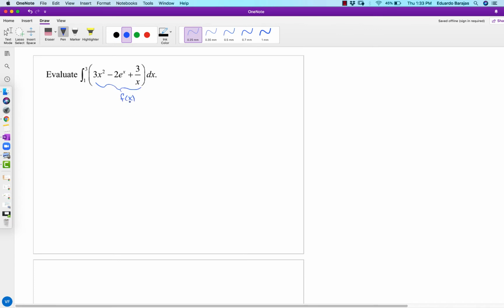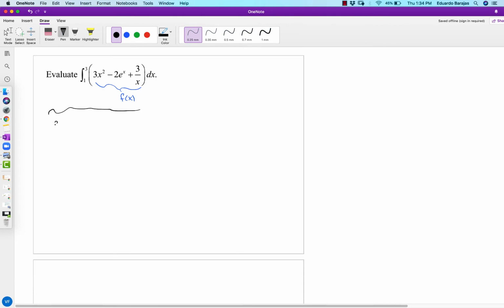Our goal is going to be to evaluate this integral by first of all finding an antiderivative to this function, capital F of x. And then if we find it, if it exists, then all we have to do is evaluate that function at 3 minus that function at 1. So a little bit of side work. Let's just do it over here.